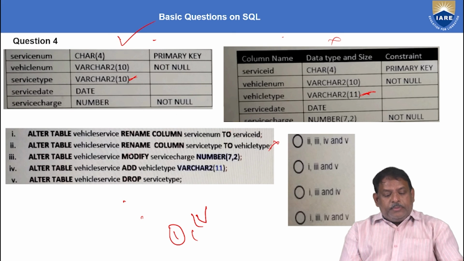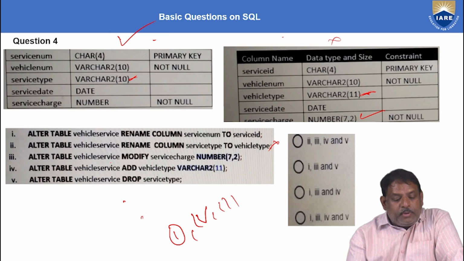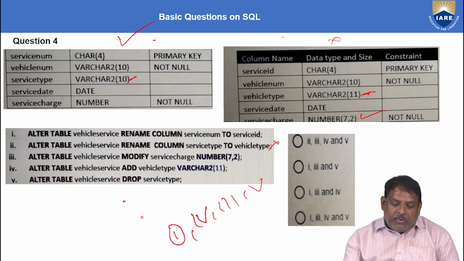Next, what is the third statement? The third statement is service charge number to 7, 2. This is also okay. Now what is the fourth statement? Vehicle type varchar 11. So this is also there. What is the last step here? Drop service type. Service type is here. So the answer should have the first statement, third and fourth.